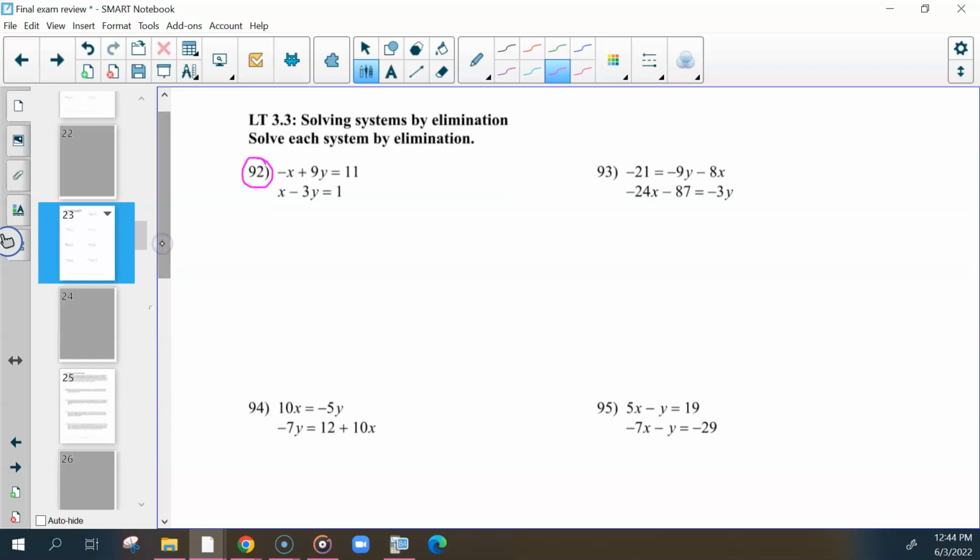If we are solving systems by elimination, the coefficients have to be the same, or they have to be similar, like a negative and a positive. If they are not the same, then we have to change them so that they are the same.